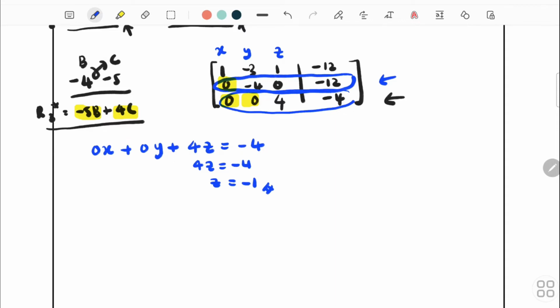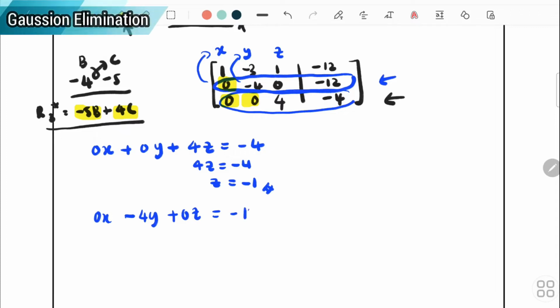Okay, and then for the second row, you can read it as 0 multiplied with x, -4 multiplied with y, which is -4y, plus 0z. It's just a coincidence that this element is 0. Equals -12. So that means -4y equals -12, so y equals 3.